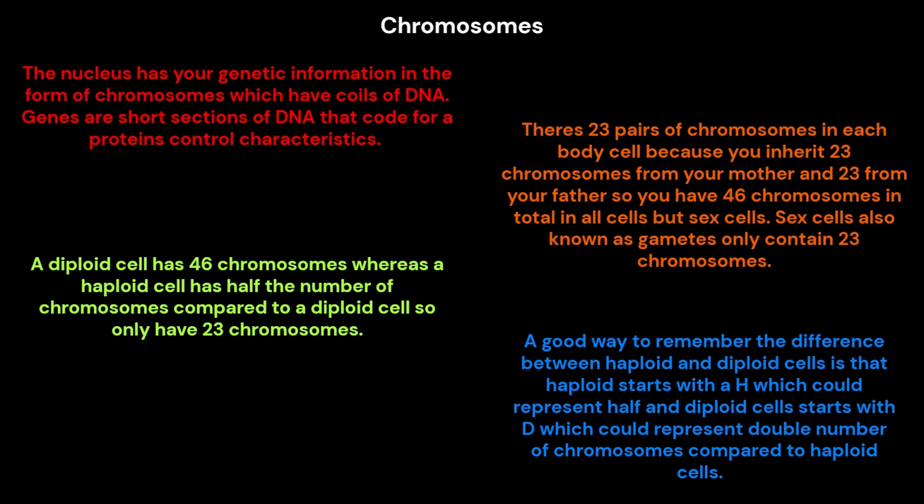Sex cells, also known as gametes, only contain 23 chromosomes. A diploid cell has 46 chromosomes, whereas a haploid cell has half the number of chromosomes compared to a diploid cell, so only 23 chromosomes. A good way to remember the difference between haploid and diploid cells is that haploid starts with an H, which could represent half, and diploid starts with a D, which could represent double the number of chromosomes compared to haploid cells.